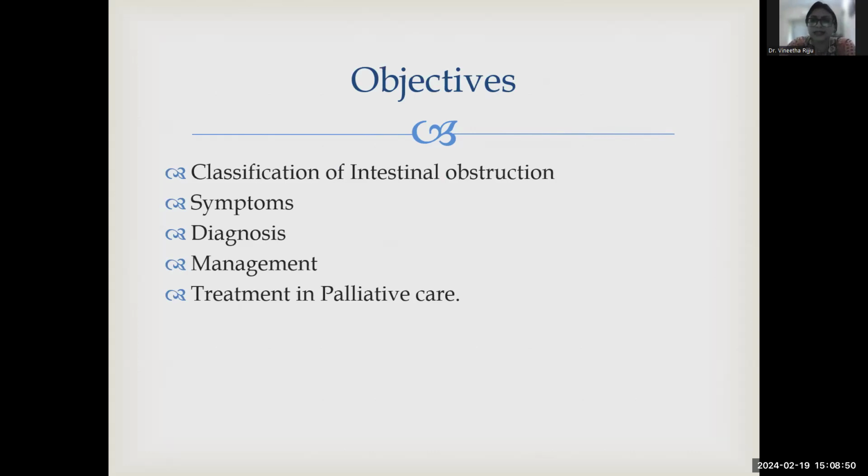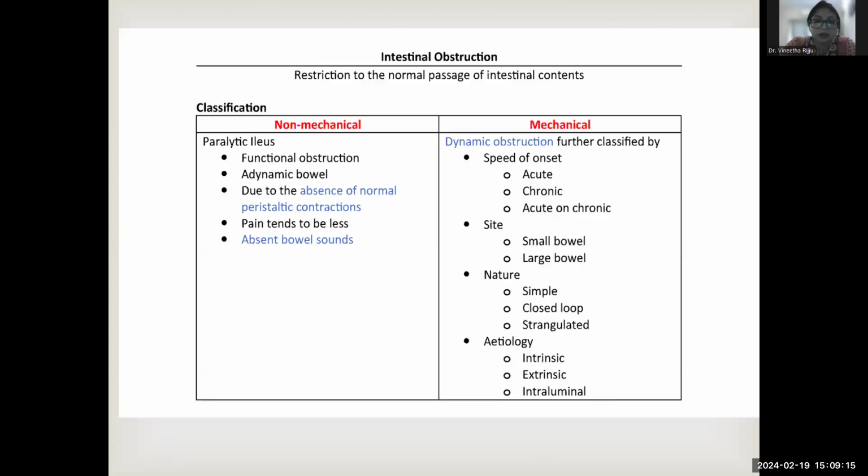What is it that will help you to decide, am I looking at constipation? Am I looking at bowel obstruction? So, the diagnosis of intestinal obstruction, and also how to manage once you know that it is bowel obstruction, how will you manage a patient? These are the things which we will be looking into.